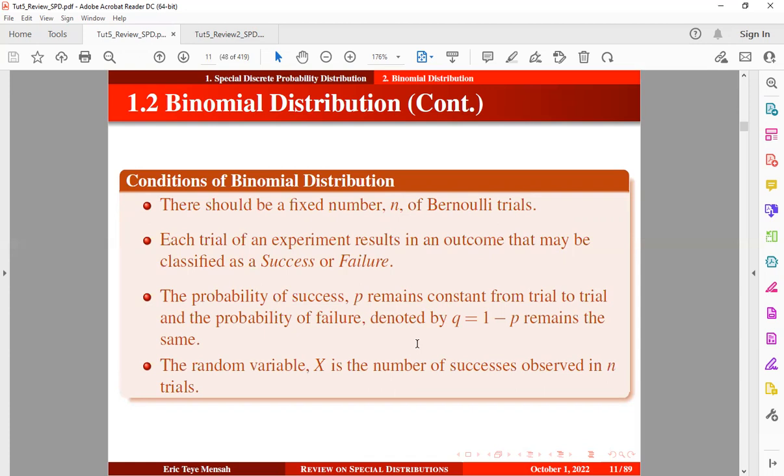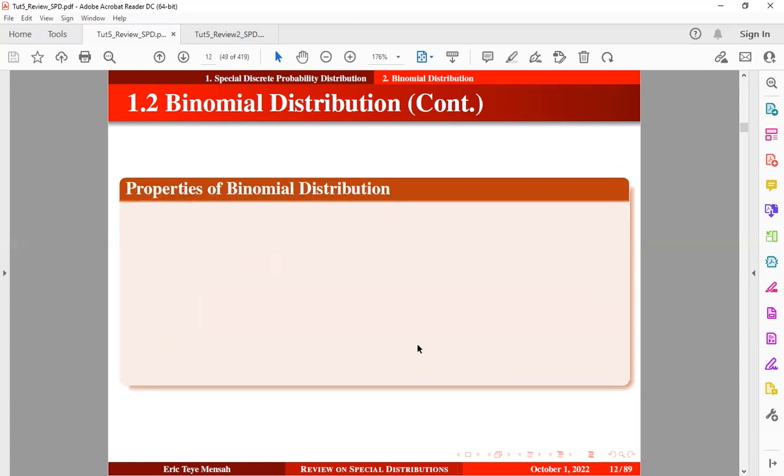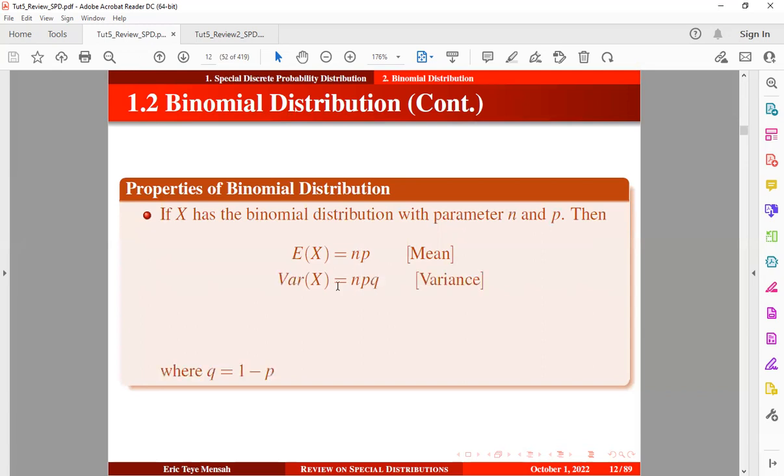Okay. All right, so let's take a look at some properties of the binomial distribution. If X has the binomial distribution with parameters n and p, then the expectation of the random variable X is going to be np, which is similar to the mean. And also the variance of the random variable X is equal to npq, where q is equal to 1 minus p. And the moment generating function is given in this form, okay?